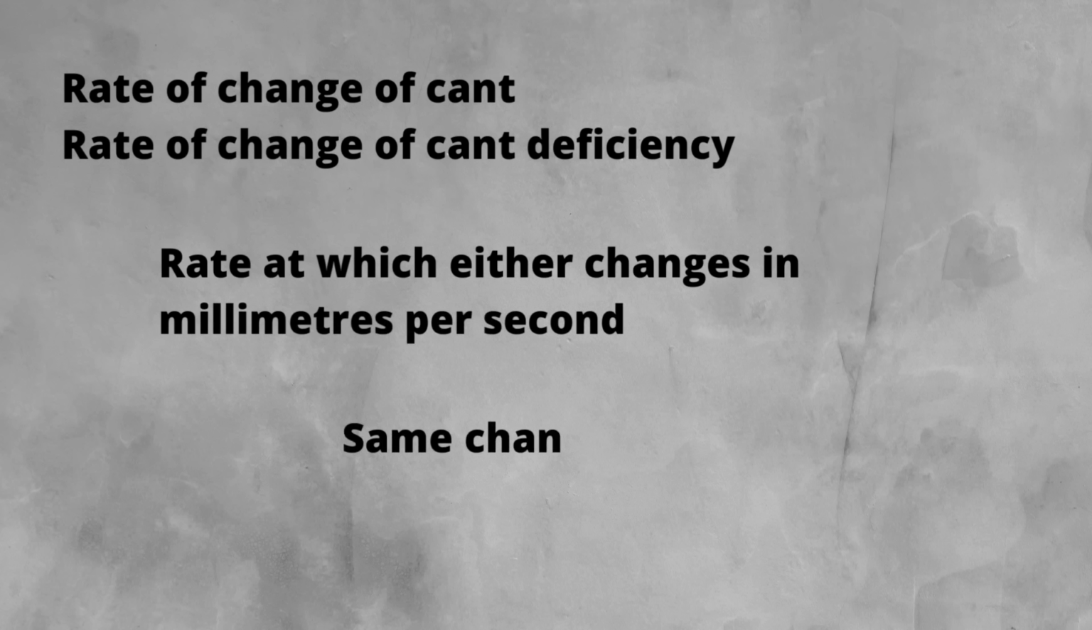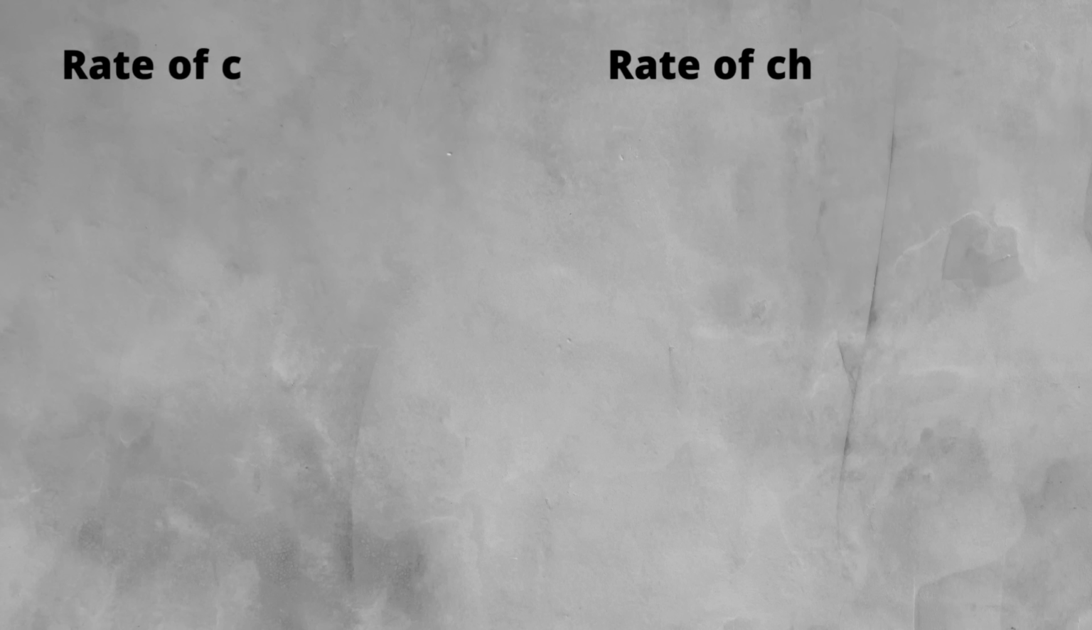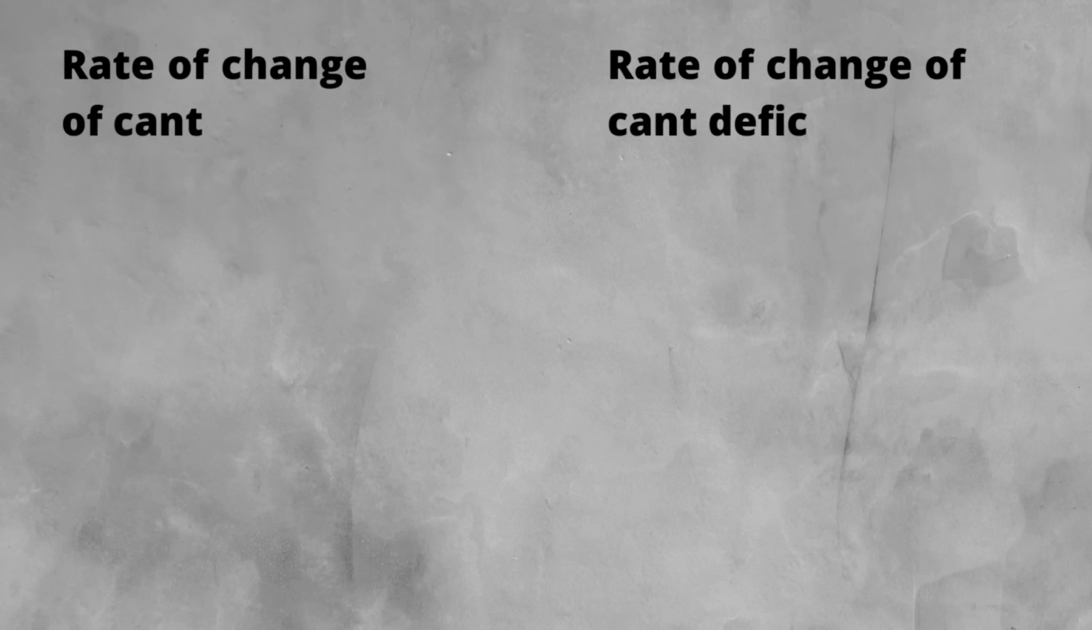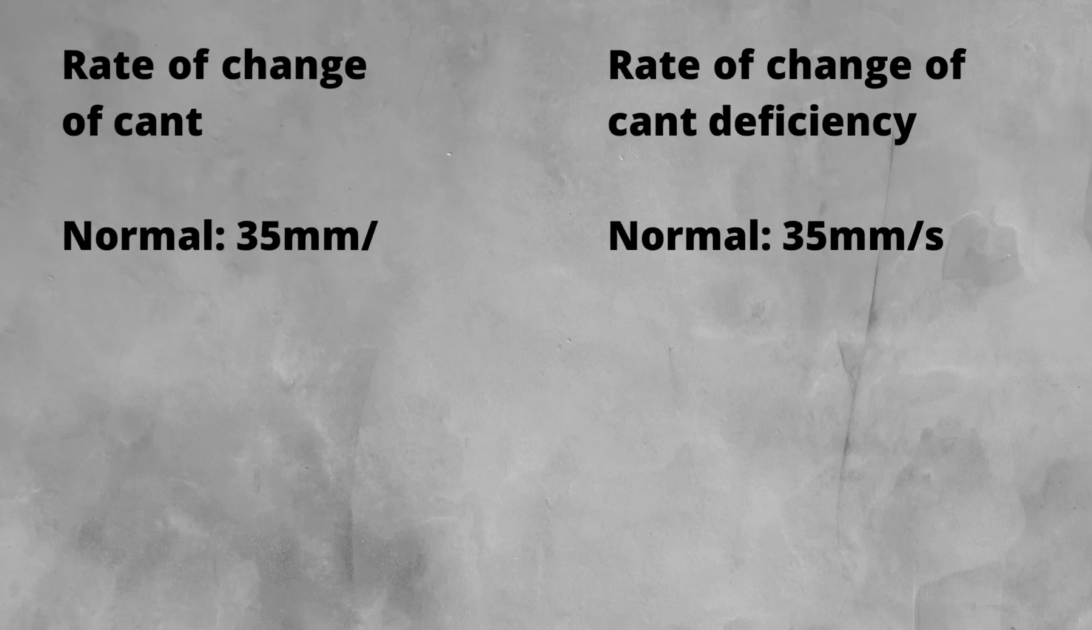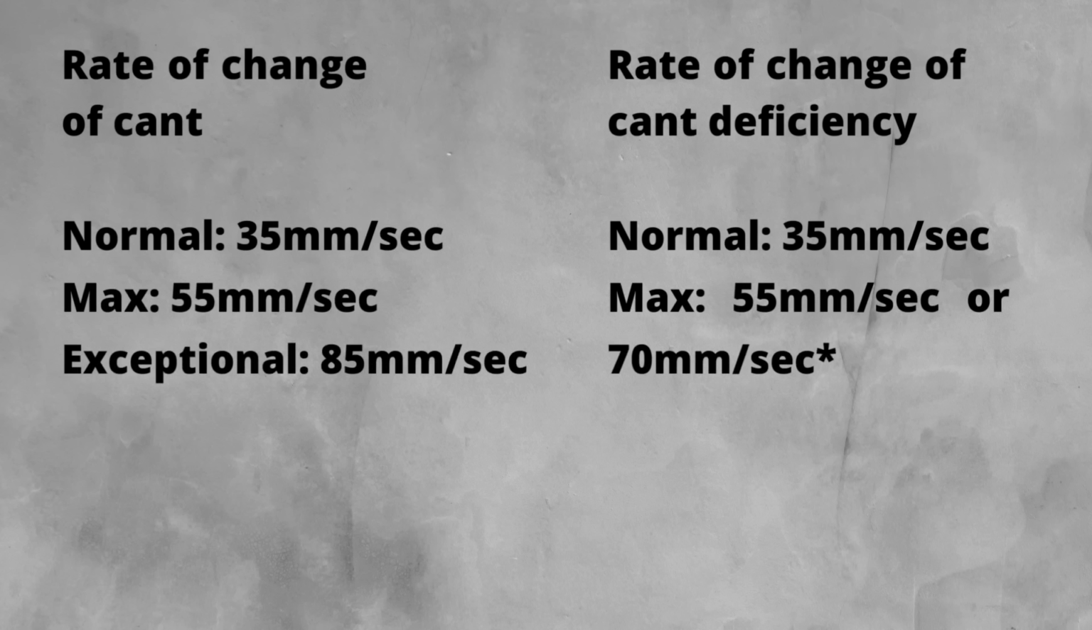So a shorter transition will naturally have higher rates of change, as the cant and cant deficiency have to be increased or decreased over a short distance, or faster in other words. As with other parameters we have already covered, there are limits within the standards on both of these. As you can see, the limits for both normal and maximum rates of change are the same, but there is no exceptional limit for rate of change of cant deficiency. The higher maximum level of 70 mm per second is for modern CWR. We will use the 55 mm per second value for ease in this video.